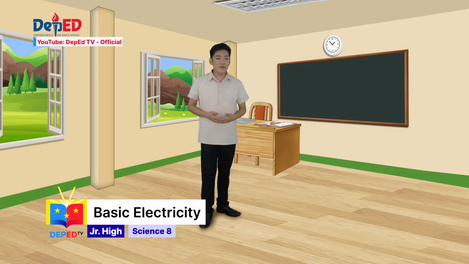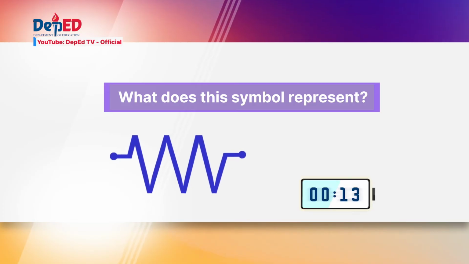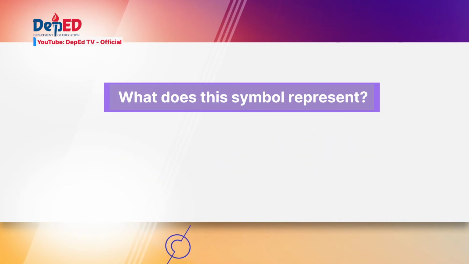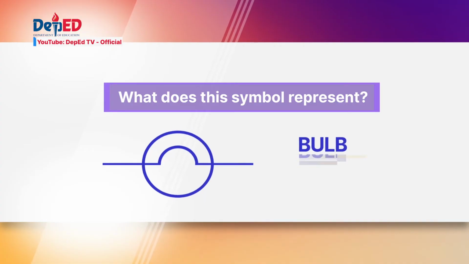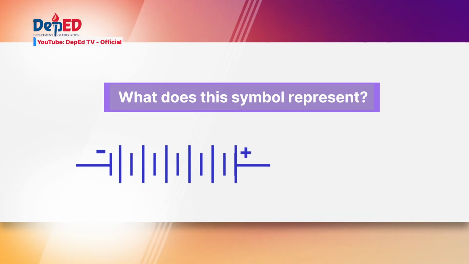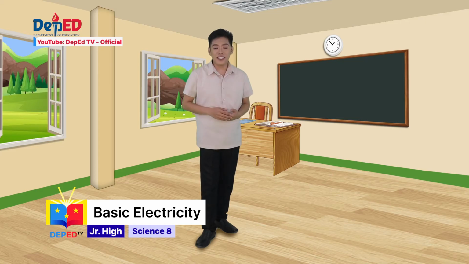Wow! That was a lot of numbers. I hope you could remember all those. Before we proceed, let's recall the symbols related to Ohm's law. Let's see if you can remember. What does this symbol represent? Right, resistor. What about this one? Correct, bulb. What about this next symbol? Awesome, battery.